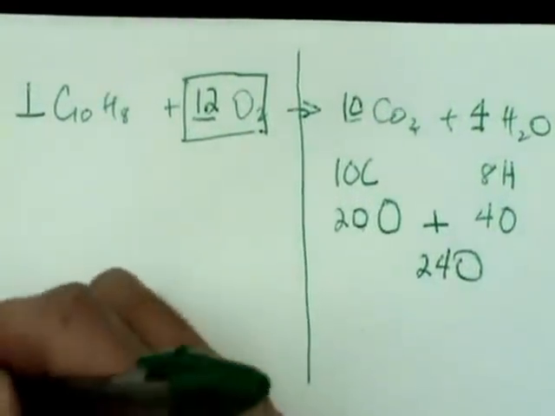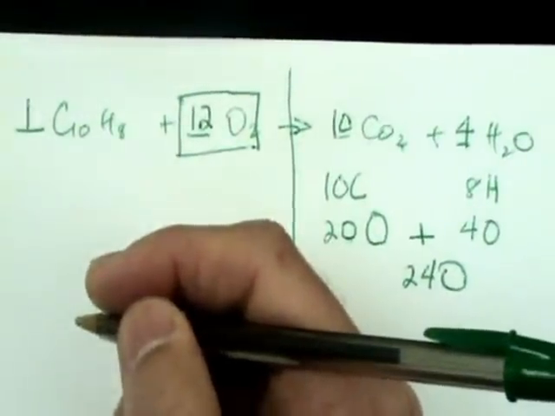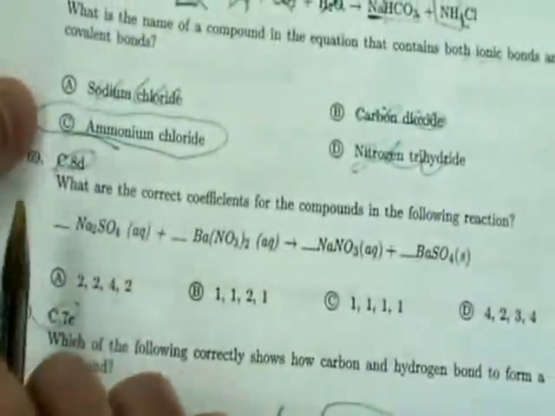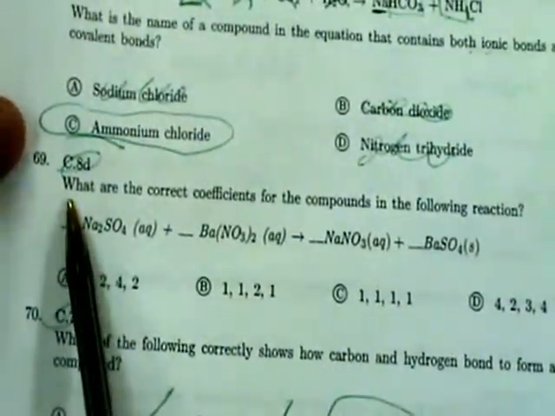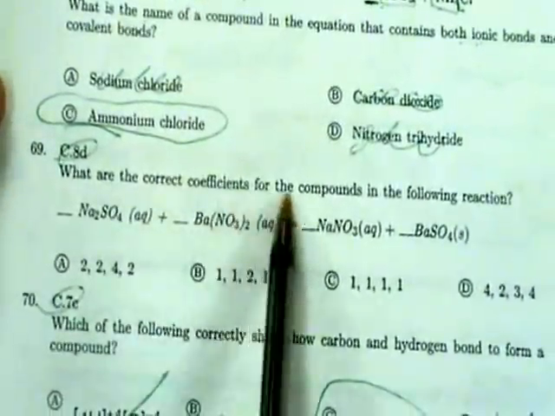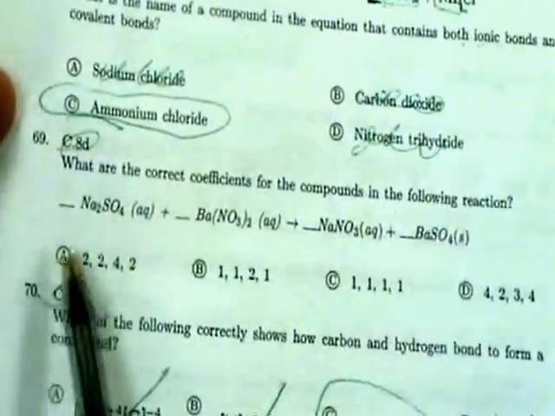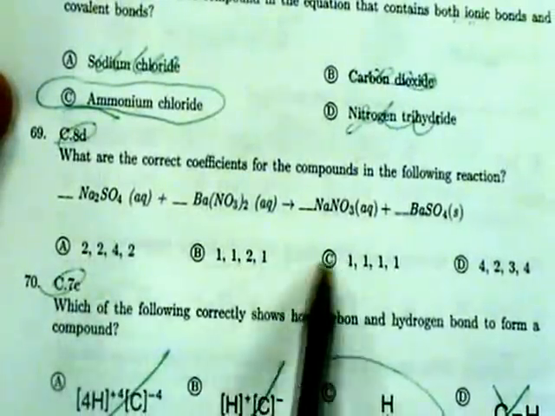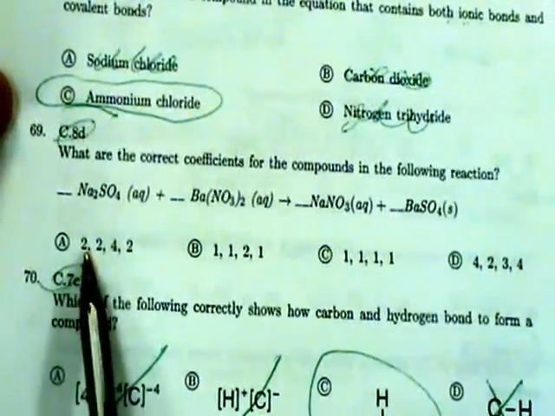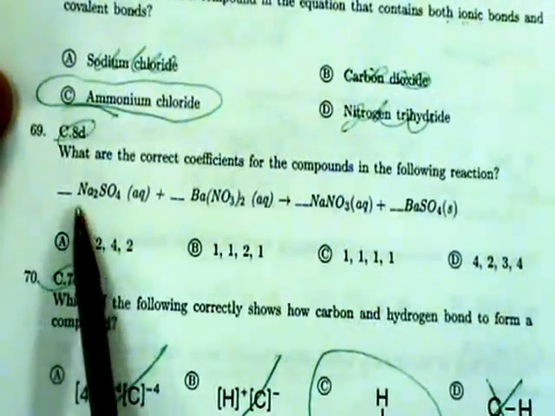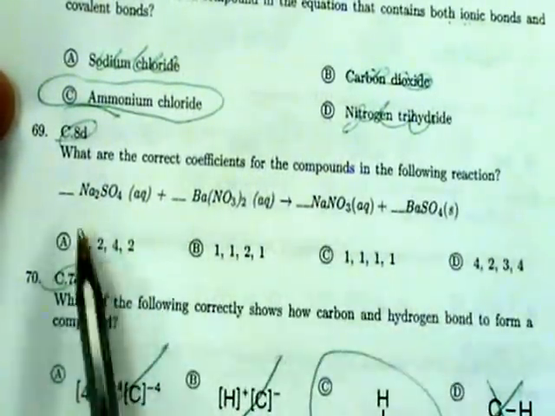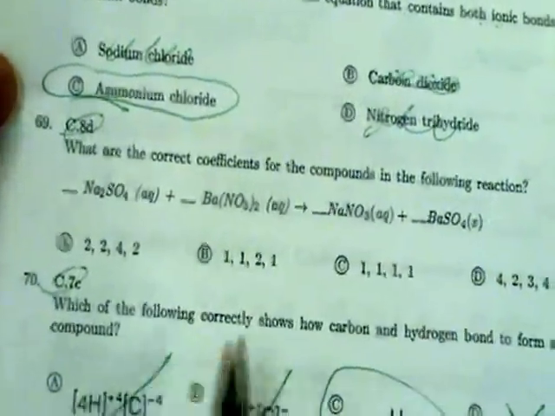Okay, let's look at question number 69. It says here, what are the correct coefficients for the compounds in the following reaction? Now we have the chemical reaction here. Look at your answer choices. So you have the numbers divided by commas. Each number refers to each blank here for the coefficient, right? So we need 4 coefficients to balance this.